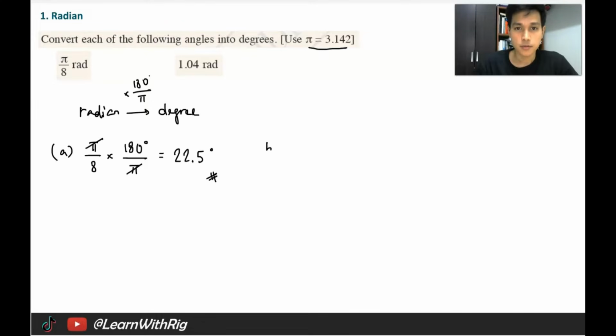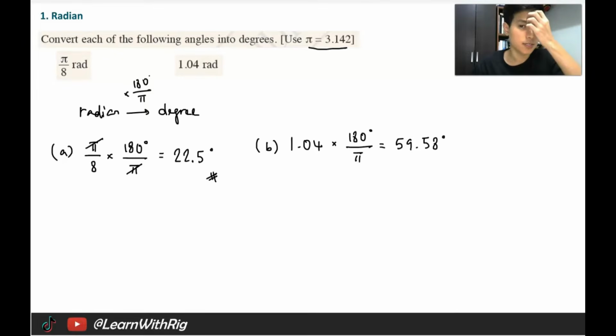Next, question B, 1.04 radian. You want to convert, so you times 180 divide by pi. Your answer should be 59.58 degree. You can leave your answer like this in decimal form. But some people like to convert to degree, minute and second. If you don't know that, don't worry, just use it as it is. But if you want to explore that, in your calculator you see one of the buttons is like this one.